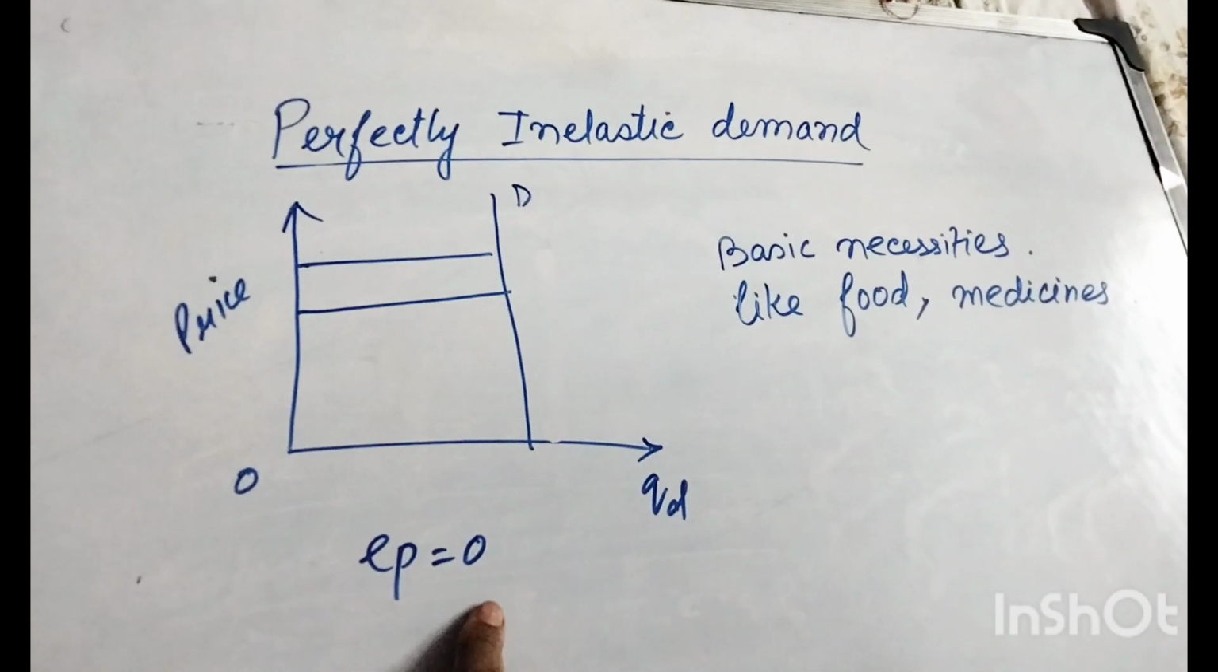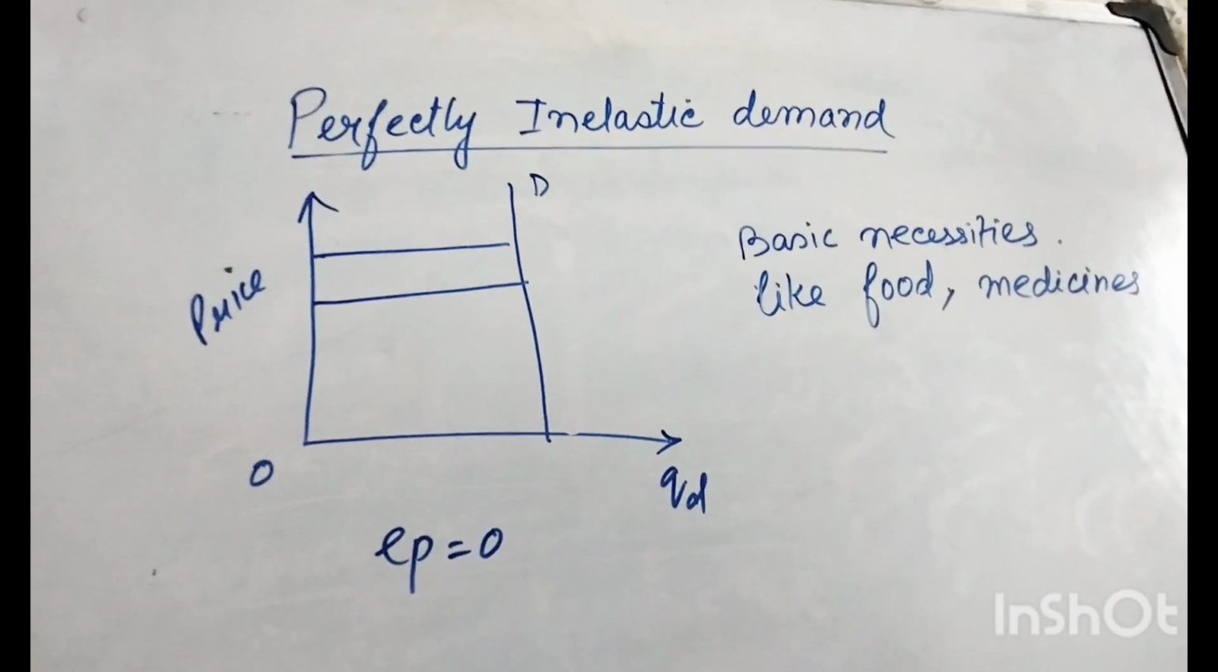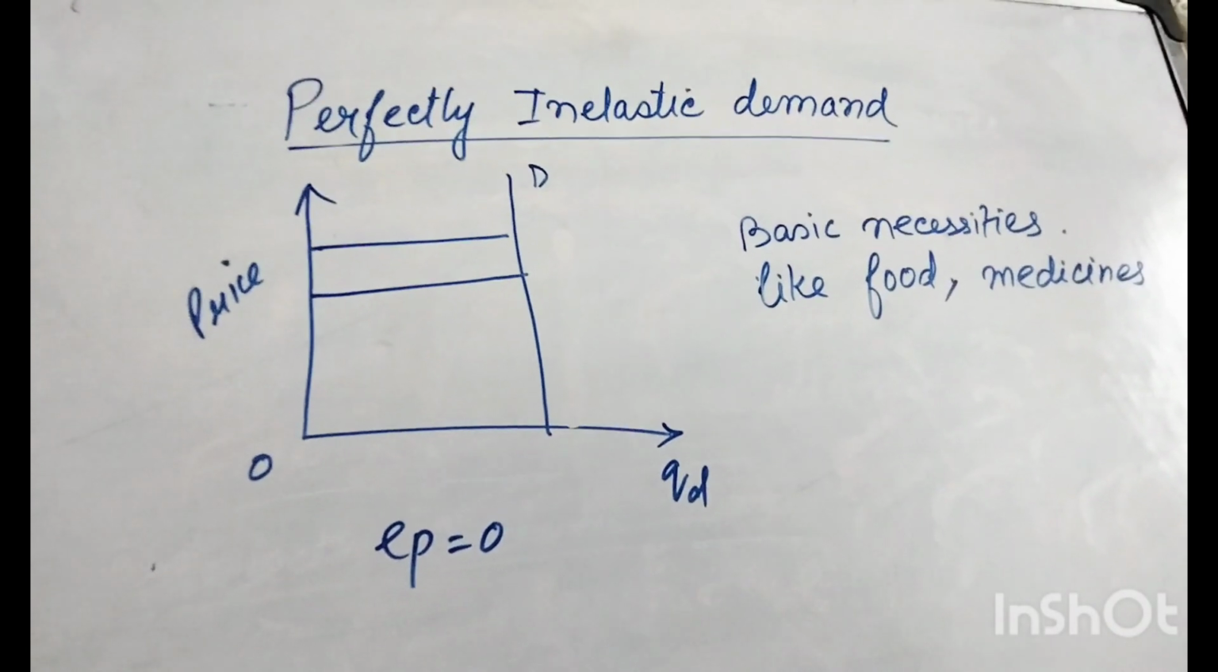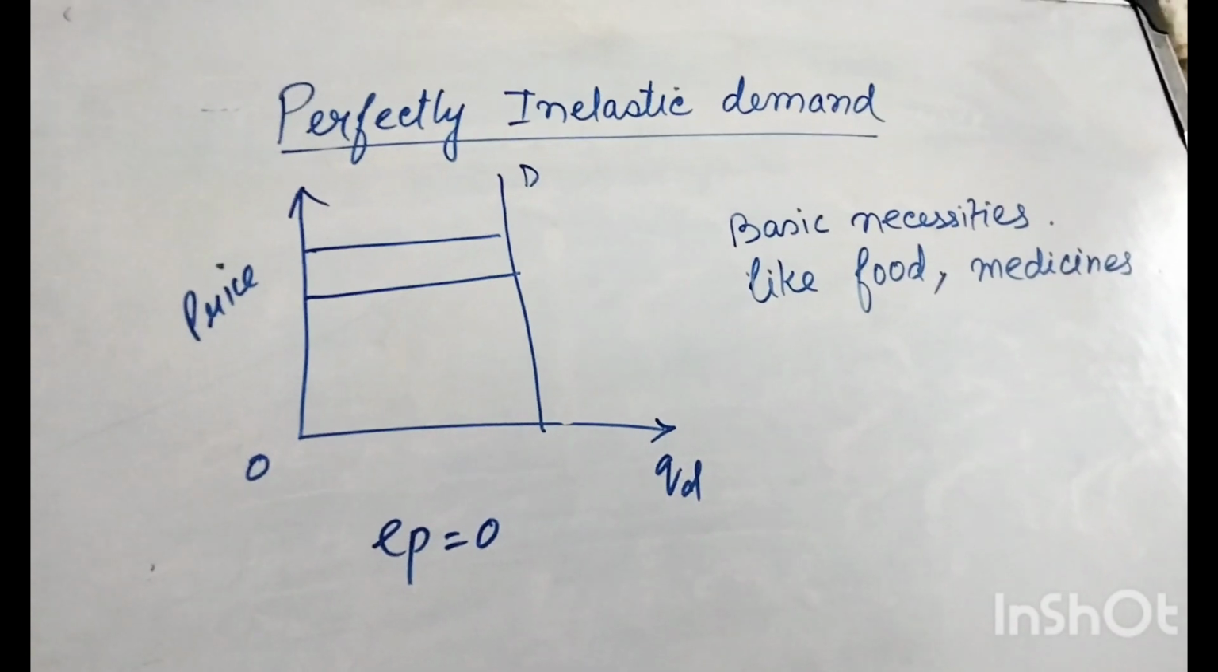That is why here the price elasticity of the demand is equal to 0. There is no change in the demand. That is why EP will be equal to 0. This is in the case of perfectly inelastic demand.